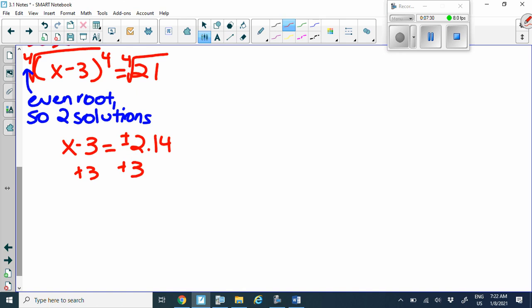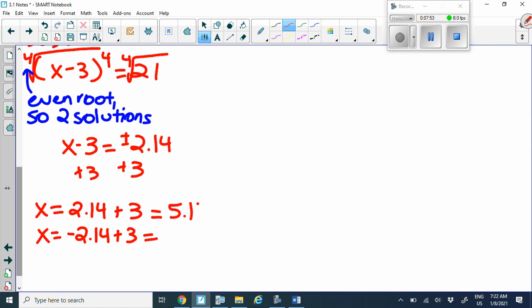Now be careful, just like when we did with our square roots. This doesn't mean plus or minus 5.14. That is incorrect math. What you have to do is it's going to be x equals positive 2.14 and add it with 3. And it's going to represent negative 2.14 and add it with 3. Okay, so you're going to have 2 different solutions here. Now one of them is going to be positive 5.14. But the other one is going to be 0.86. So be careful when you're simplifying there, okay?